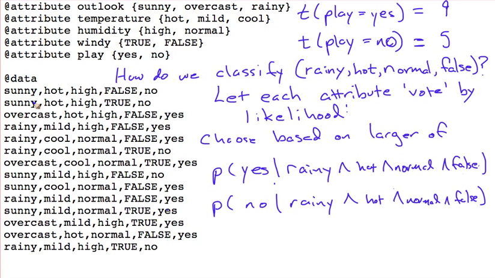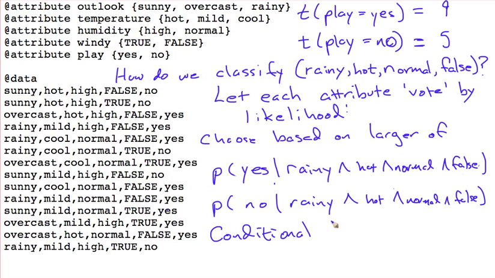So we have our training data here, the ones that we know, but then we get a new instance in, and it has the values of rainy for outlook, hot for temperature, and so on, like you see on the screen. The question is, how are we going to classify it? Well, what we do is we compute the probability that it's yes or no, given the values that we have. So this is an example of conditional probability, which we saw in the previous set of slides.